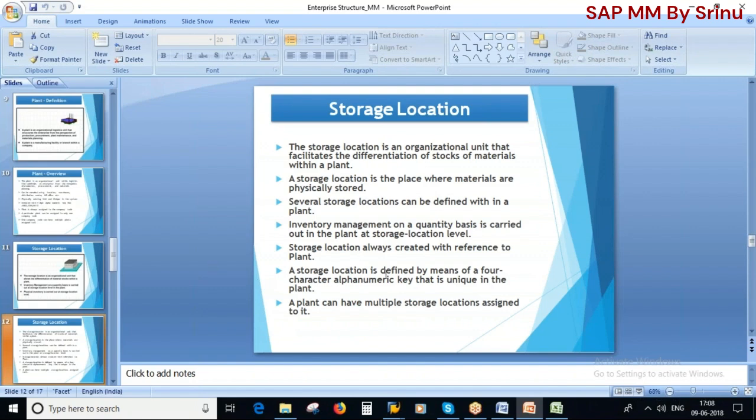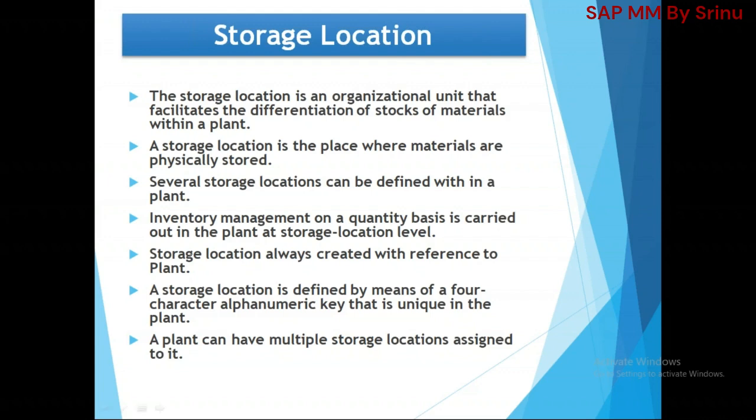Now the storage location will always be under a plant. A storage location is always created with reference to the plant. Whenever you are creating a storage location, you will say this storage location is under this plant. A storage location is defined by means of a 4-character alphanumeric key that is unique in the plant. And a plant can have multiple storage locations assigned to it.